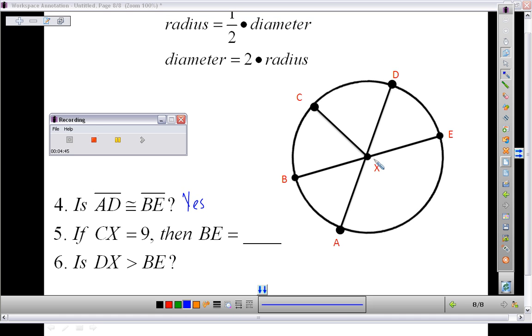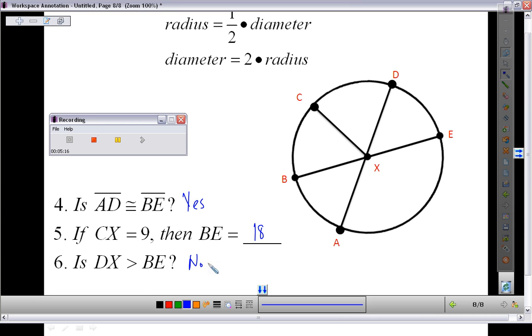Number 5, if CX, which is a radius, equals 9, then BE, a diameter, is going to be double that, 18. It does not matter that CX is not part of the diameter BE. We're still in the radius to diameter relationship. Therefore, it is going to be twice 9, or 18. Then lastly, is the length of DX greater than the length of BE? Again, DX is a radius, BE is a diameter, and that is no, because the length of a radius will never be larger than the length of a diameter.